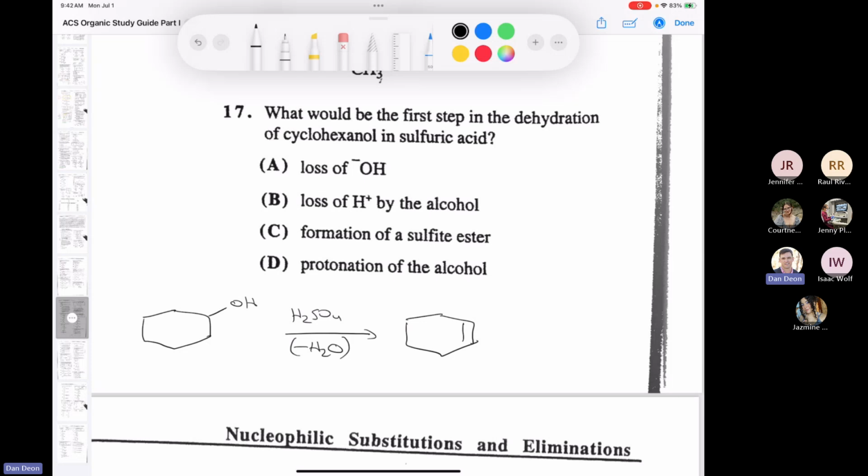Could anybody tell me what the first step of this reaction would be? Would it be loss of hydroxide, loss of a proton, formation of a sulfate ester, or protonation of the alcohol? Which one of these looks like the most reasonable first step for my elimination?